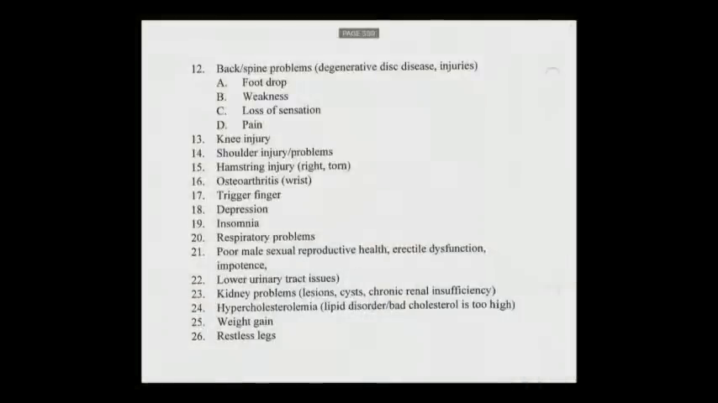All right. My partners here are telling me I should wind up. Can you at least look at insomnia, respiratory problems, poor male sexual reproductive health, lower urinary tract issues, kidney problems, hypercholesterolemia, weight gain, and restless legs? Are those all conditions you saw in his pre-collision medical records? Yeah. And why are these things important when we're talking about aging? It is a long list.